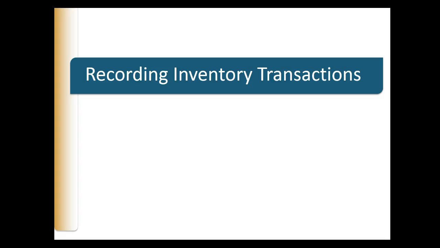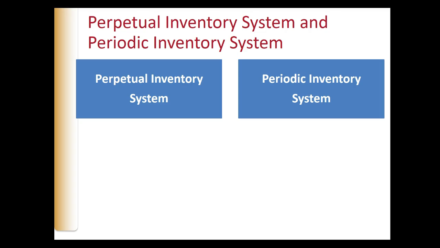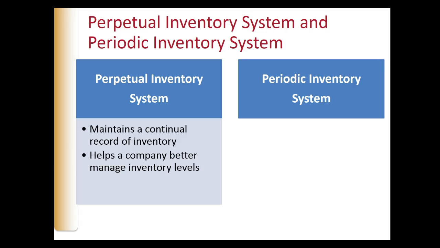We're going to look now at recording inventory transactions. A perpetual inventory system involves recording inventory purchases and sales on a perpetual or continual basis. This information will affect decisions related to purchase orders, pricing, product development, and employee management. Because these decisions need to be made on a daily basis, maintaining inventory records on a continual basis is necessary.